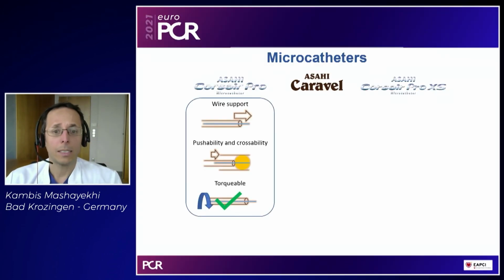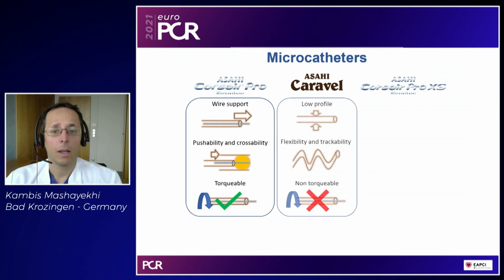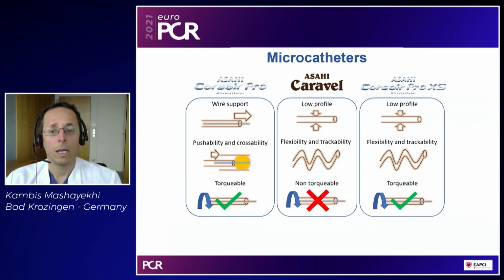So, finalizing those three devices: when you need a microcatheter with a lot of wire support, because you have a very calcified long CTO and you have a good channel, you need a microcatheter which has great pushability, great crossability, and a good torque response towards the tip. This would be the Crosshair Pro.